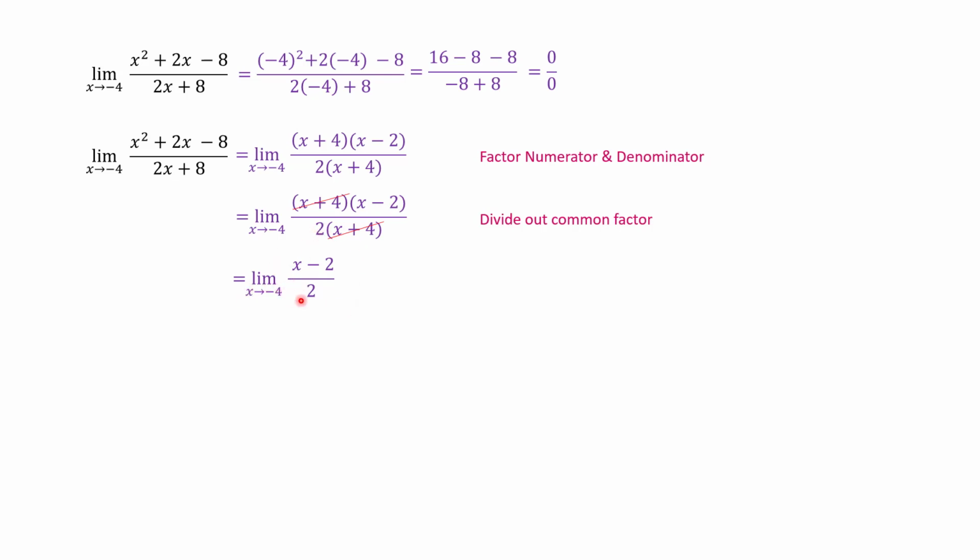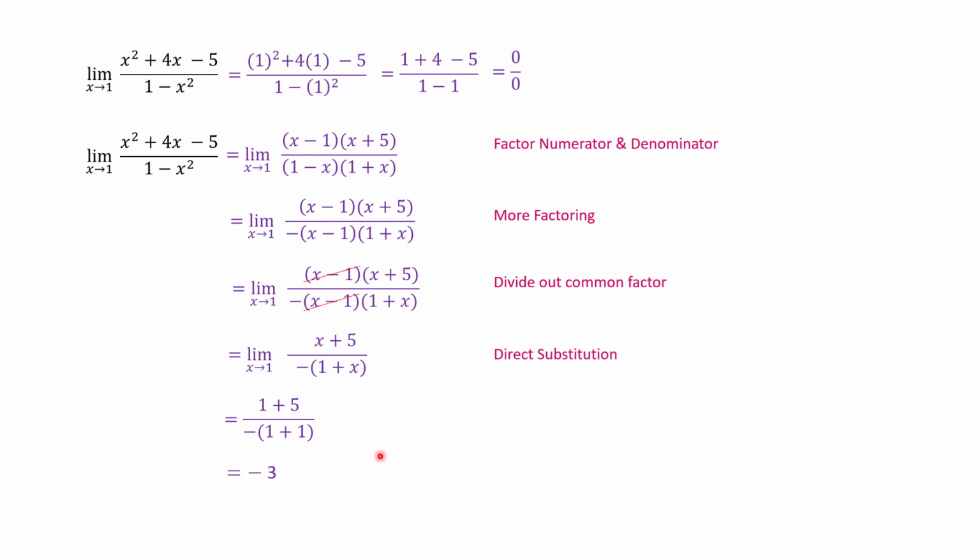And to evaluate this limit, we plug in negative 4 for x and we have negative 4 minus 2 over 2. Negative 4 minus 2 equals negative 6. Negative 6 over 2 equals negative 3. So the limit of our function as x approaches negative 4 equals negative 3.